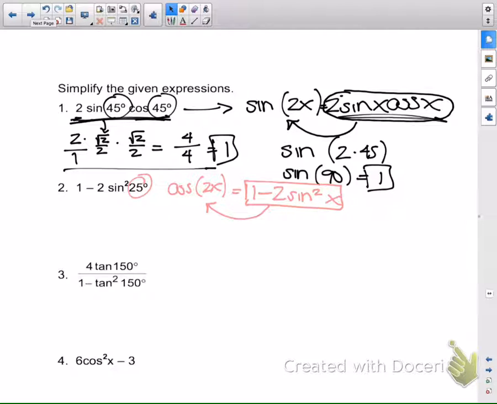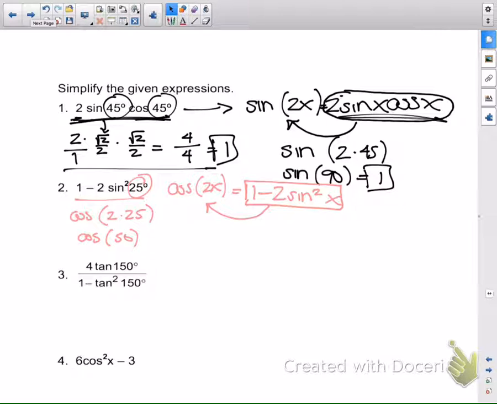Okay? According to this, if this is my formula, what's my x value? 25. So if I simplify it, it simplifies to the cosine of 2 times 25, which is the cosine at 50. Now this one, do I know anything about the cosine of 50? Nope. No, but we consider that simpler, so we leave it there. Okay? Question 3 is kind of a giveaway. Question 3 looks a lot like which one? It looks like my tangent function.